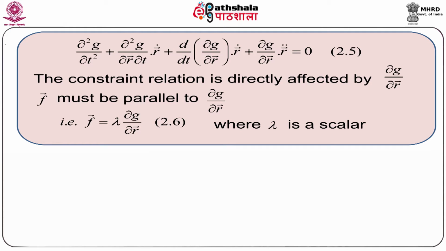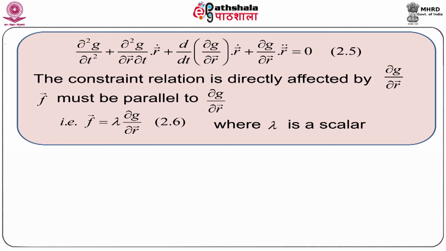If we again differentiate it with respect to time t, we get equation 2.5. From this relation, one can easily find that the acceleration r vector double dot is directly affected by the term del g by del r vector. There is no acceleration term in these three terms. As force is directly proportional to acceleration, so force is also directly affected by del g by del r vector. Because of the scalar nature of this term, we can comment like this.